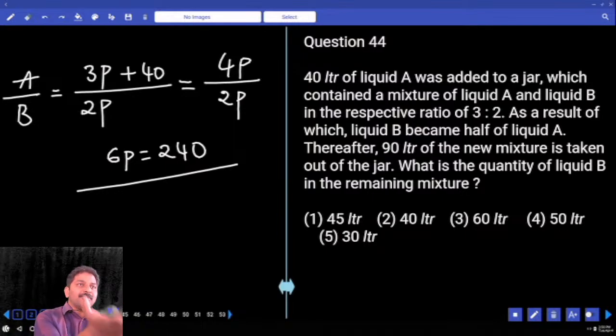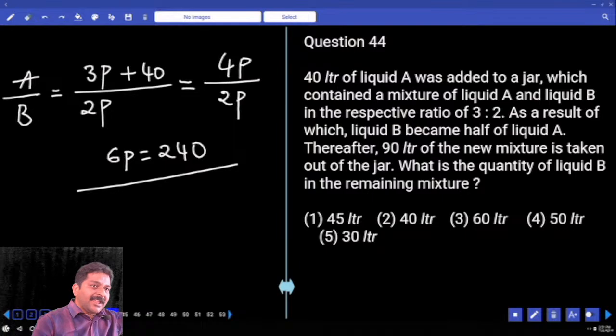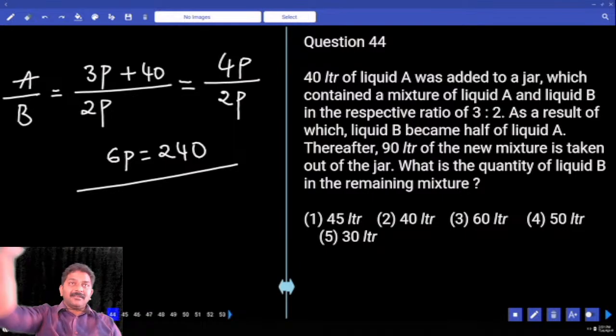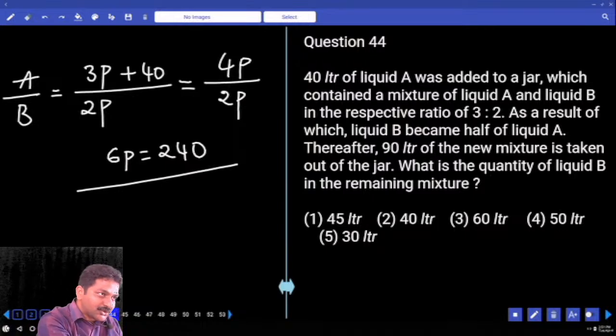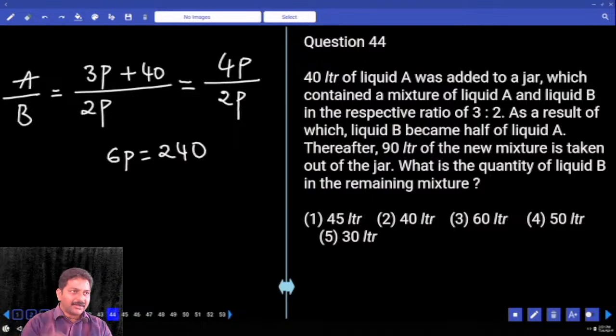Initial container has some quantity. How much quantity of liquid A was added? Then it became 240 liters, right? That means before adding 40 liters, how much was there? So the initial container has 200 liters. That can be concluded from this. Of course, that point is nowhere related to this question. Just for information purposes I asked. Right, next continue. What happened?